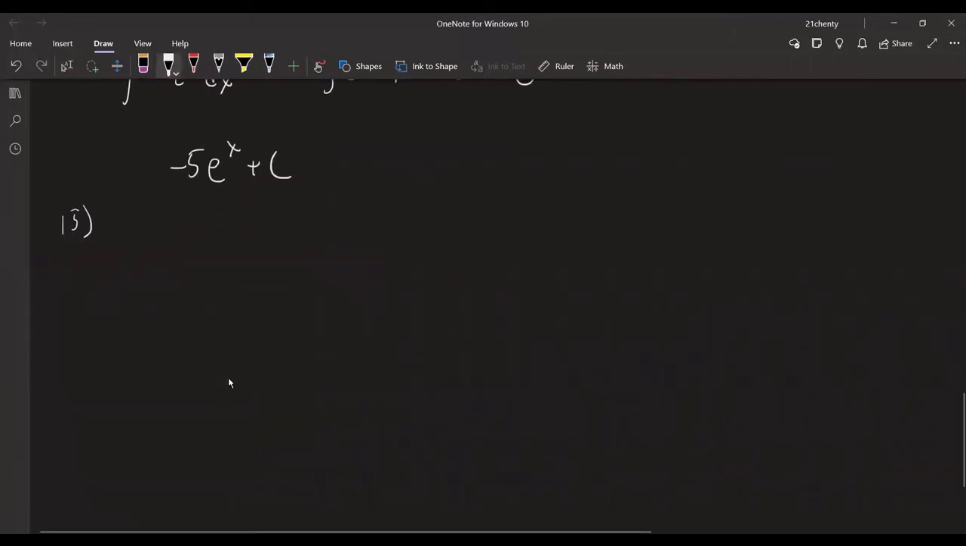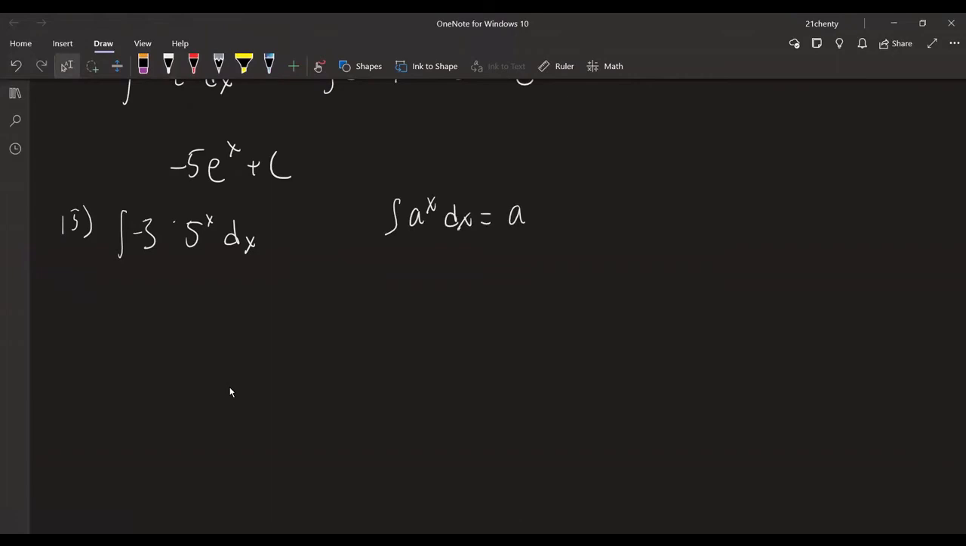15 is a little bit more complicated, but still just using our formulas, where the antiderivative of a to the x equals a to the x over ln a plus c. So then we can again take out the constant, -3 times, and then just looking at our formula, this is that. Simple.